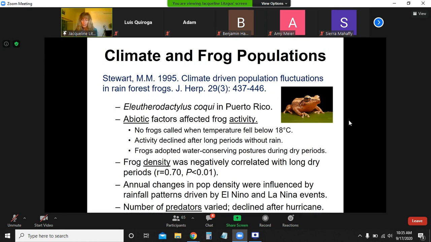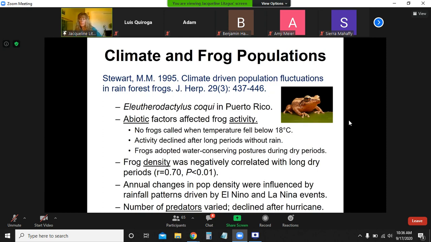And so she followed this population of coqui frogs and other co-occurring frogs in a 2 by 50 meter plot. It's an active survey transect that she surveyed continuously, and looked at how the population density of the frogs changed seasonally and annually. And again, it's in Puerto Rico, and again, this is a direct developing frog.